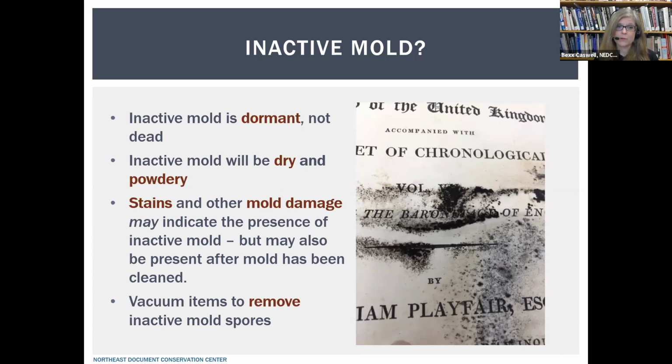So that inactive mold is going to be dry and powdery, and I might see stains or signs of other mold damage that I may or may not be able to do anything about. The best way to remove mold is by vacuuming.